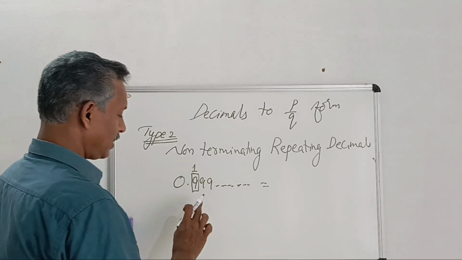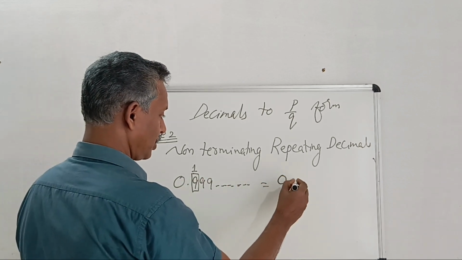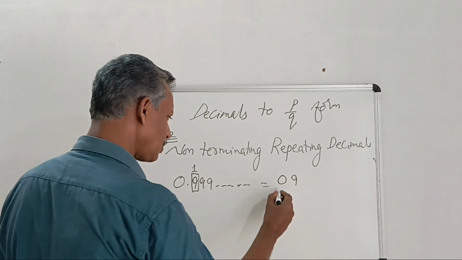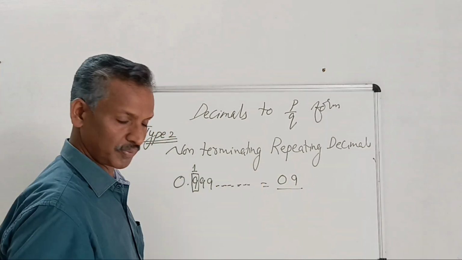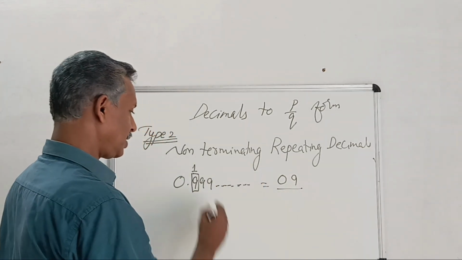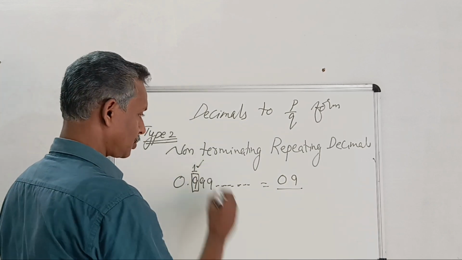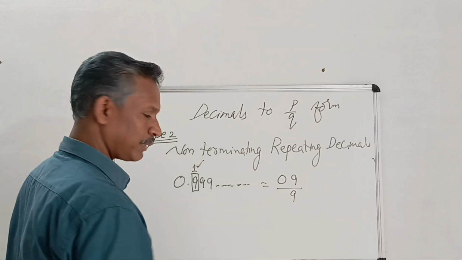So you have to write, starting with this 0.9, without the decimal. Only one time you have to write that repeating group. And in the denominator, if one digit is repeated, you have to write 9. Okay, this is 9 by 9.